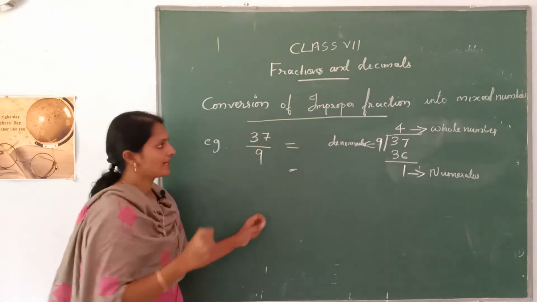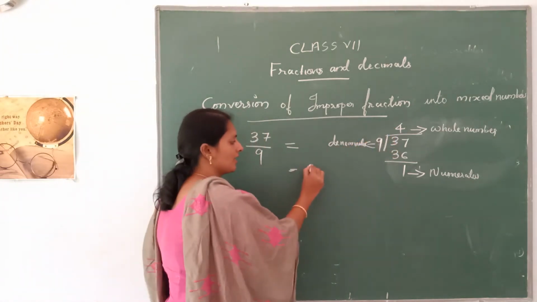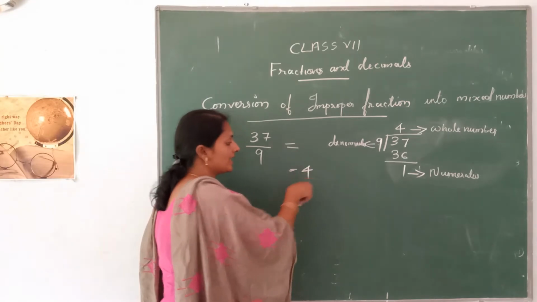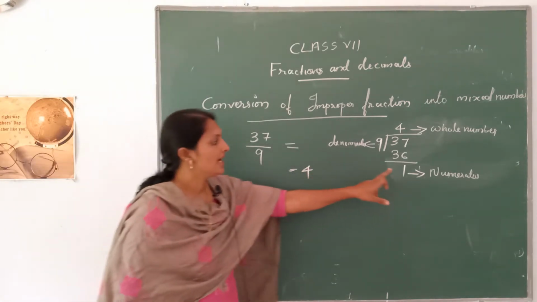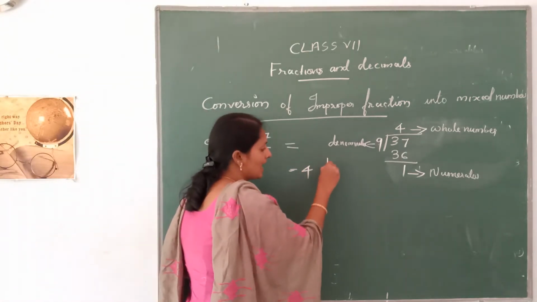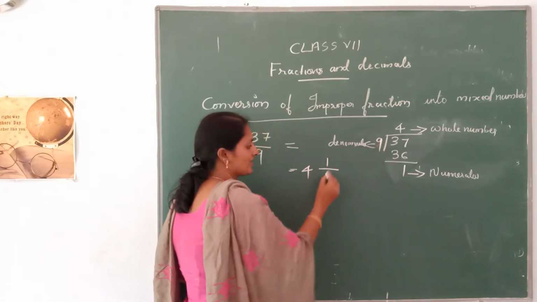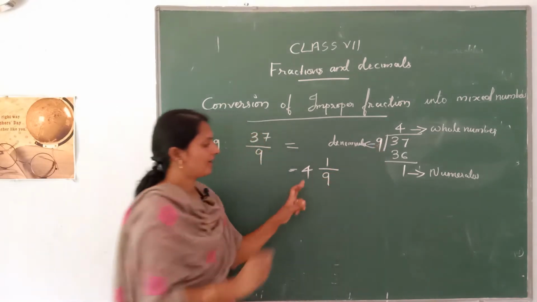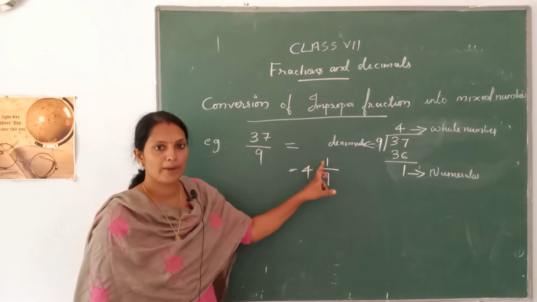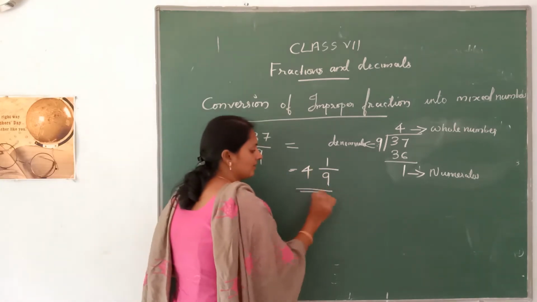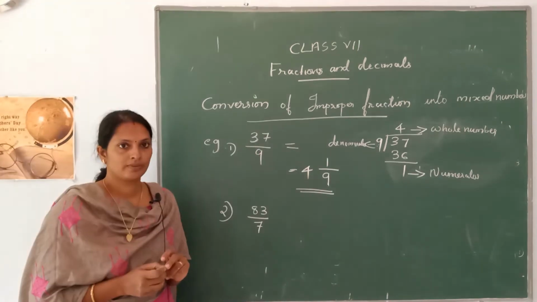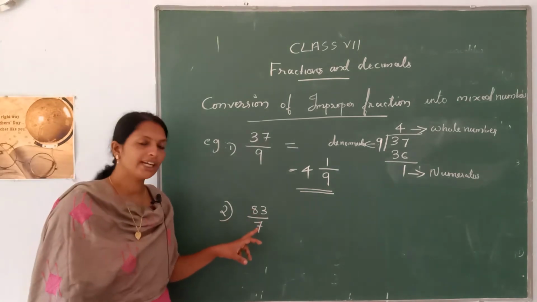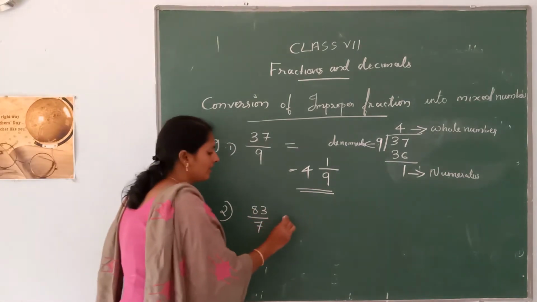Therefore, in the mixed fraction, the quotient is the whole number, the remainder is the numerator and the divisor is the denominator. Therefore, the mixed fraction is 4 1 by 9. Got it? Another example, 83 divided by 7.